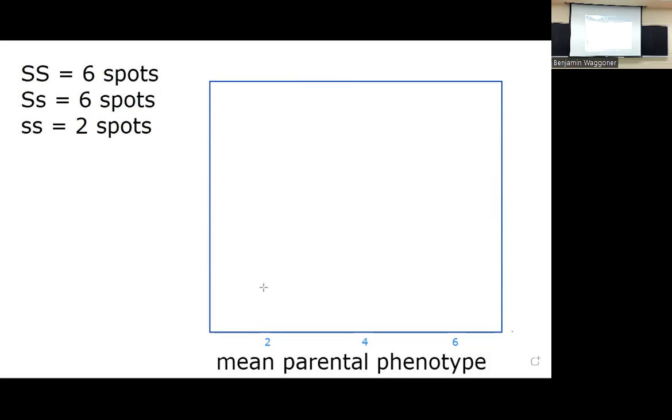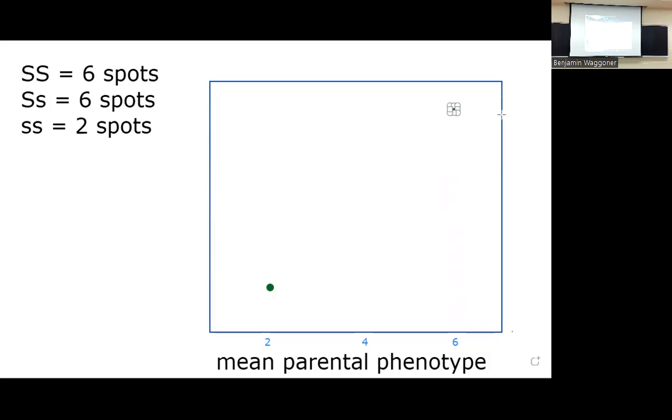Okay, if we cross two little s moths, we get little s offspring. So there's a point there where the x-axis is 2 and the y is also 2. It's like I accidentally erased those letters on the y-axis, but just imagine they're there. If I cross two big S moths, then I get all big S offspring. So that's a point there, right?